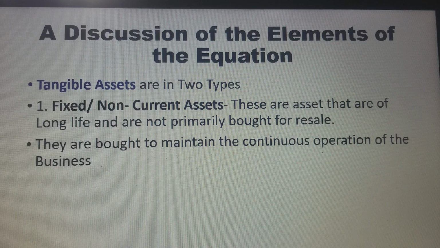For example, let's talk about a restaurant. You're going to open a restaurant, yes? There are some things that you are going to need to use from day to day as the restaurant continues to operate. For example, your stove, your refrigerator, your cashing machine or point of sale system. All of these are bought not for next week to sell them, but they are bought to sustain the operation of the business. So they are referred to as non-current or fixed assets.